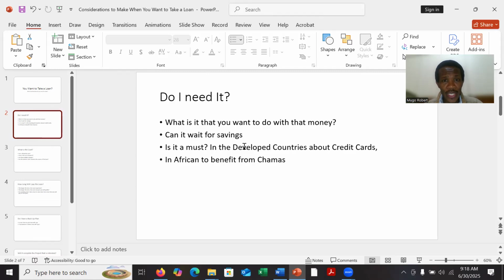Here in Africa, and Kenya to be precise, you may find that some chamas require that for you to earn their dividends or interest, you must have taken a loan. So you will ask yourself, is it a must I take this loan?